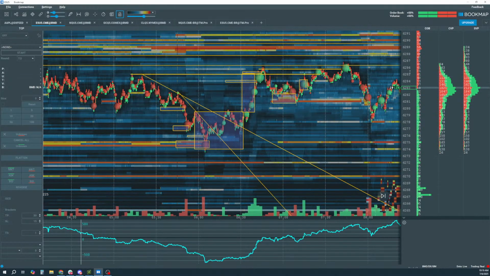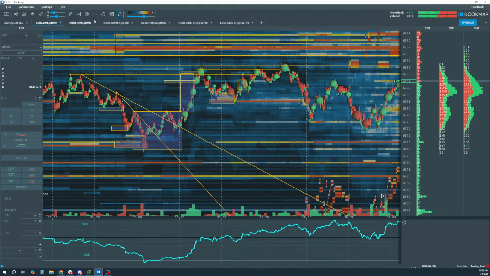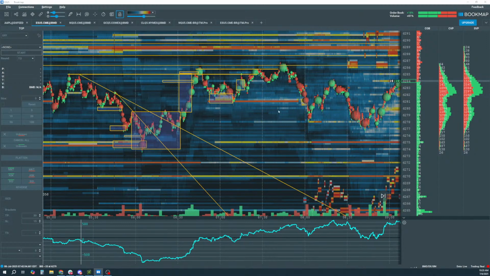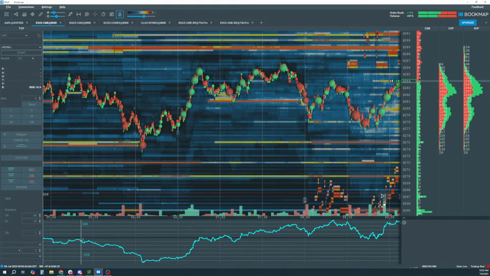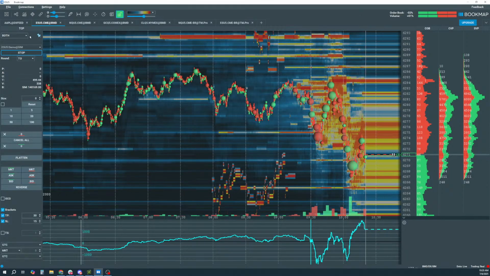So anyway, look for this again and again and again. Okay, let's go to the live market and see what's happening there. And I'm going to clear my drawings, and let's take a look here. Okay, we're not set up for trading.